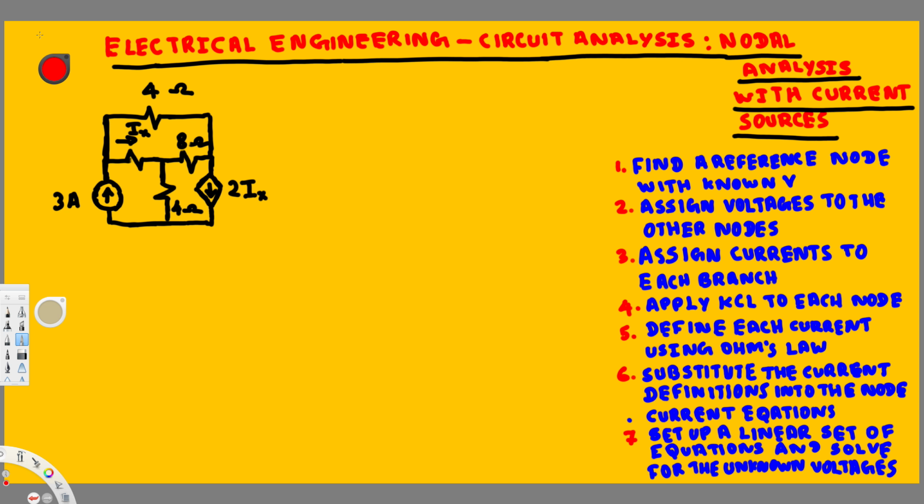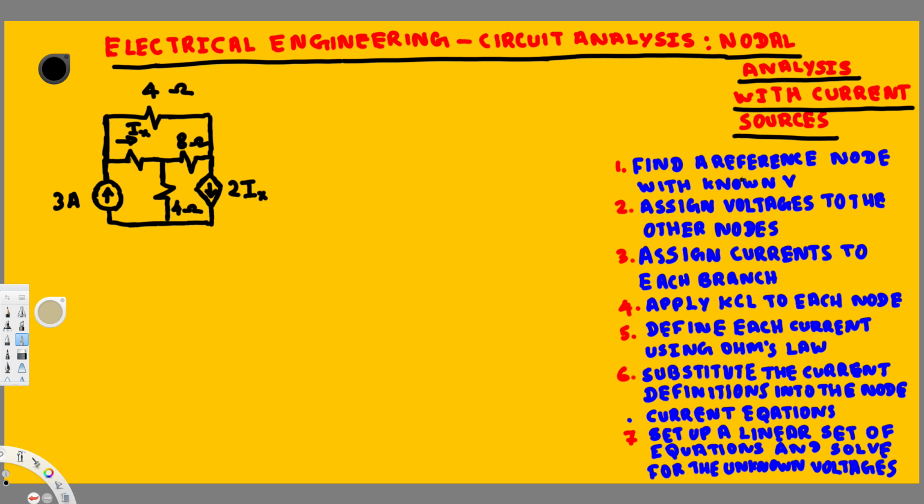Let's try this problem right here. Here what we are going to do is we are going to use nodal analysis method to find out unknown voltages, right? Now in order to do nodal analysis method, we have to follow all these 7 steps. Now let's start with the first one.